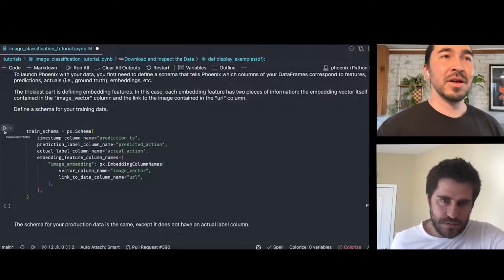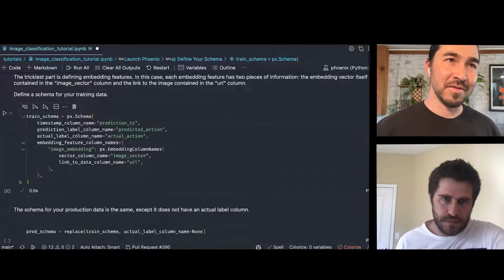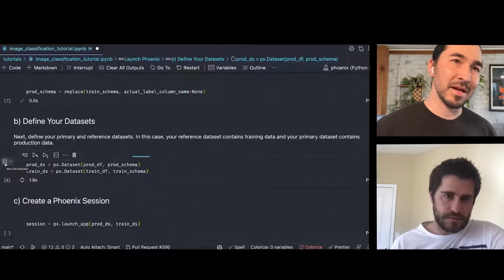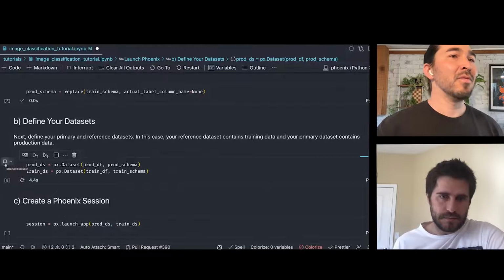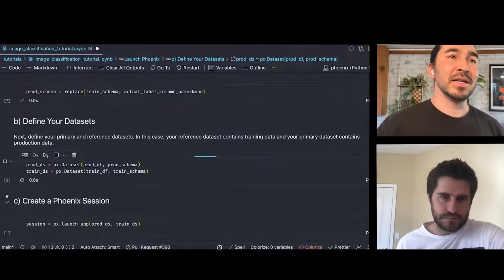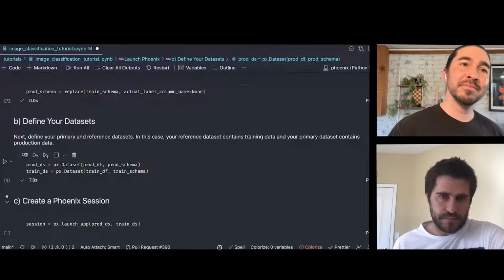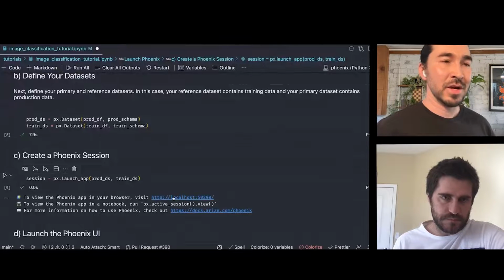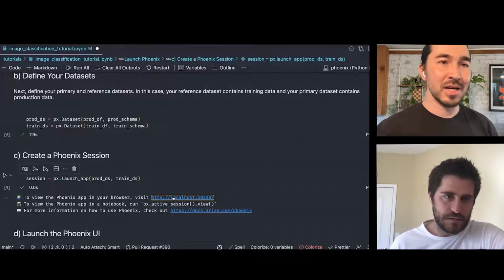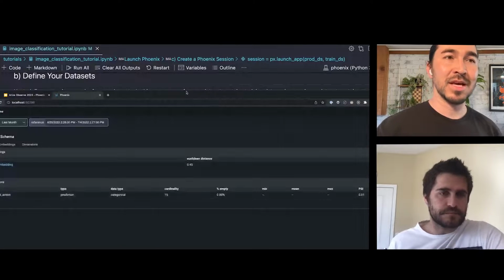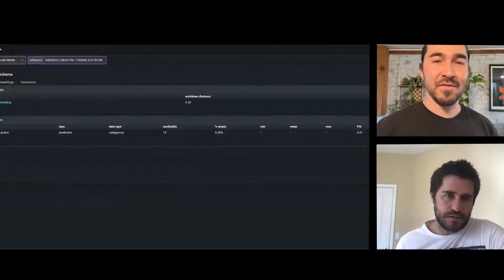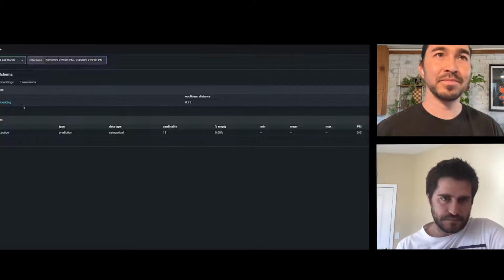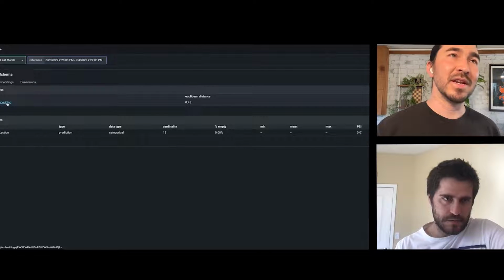All right, so Phoenix is pretty simple. You just define which parts of your data frame represent things like predictions, ground truth data, or embeddings. Once you have that set up, you can construct data sets from them. And then we actually start running an application for you that runs alongside your notebook that you can interact with. So let's do that right now. Sure enough, now Phoenix is up and running, and we can actually open it in another browser window. So I'm going to do that right now. And now we have Phoenix up and running.